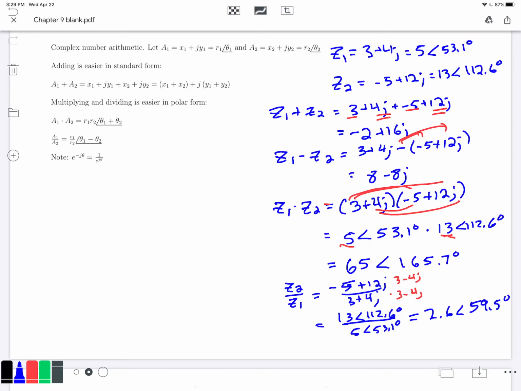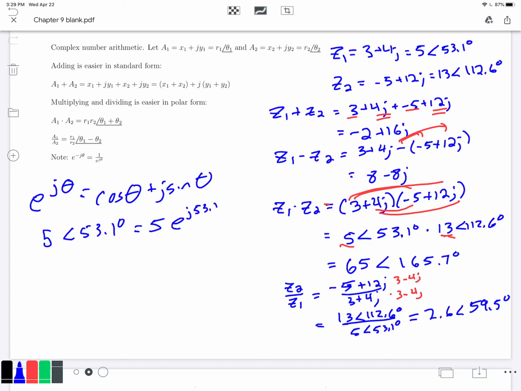And really quickly, before I go on to the next slide, I wanted to look at orthogonality again. This e to the j theta thing here. So when I write down 5 angle 53.1, I can also mathematically write it down as 5 e to the j 53.1 degrees. Now you could think of this as just an alternate way of writing the phasor, and that's perfectly fine. But the reason why we do that is because of Euler's identity. It turns out mathematically it's the same thing. And this is why our multiplying and dividing rules work.